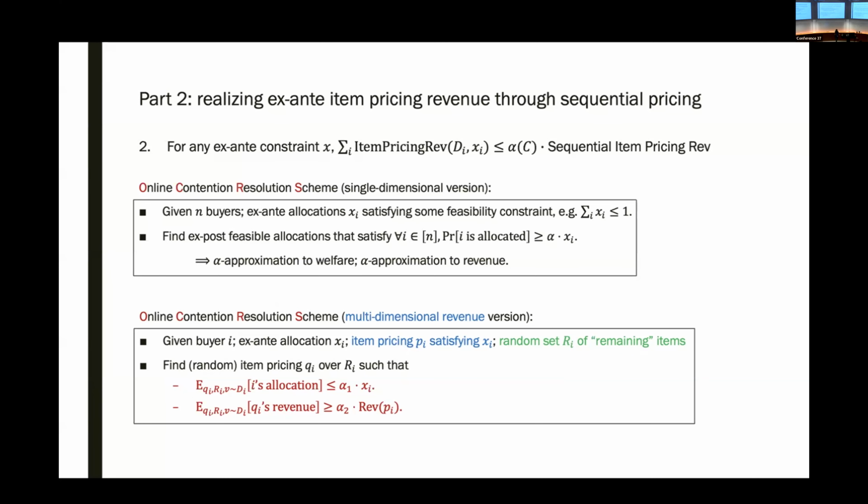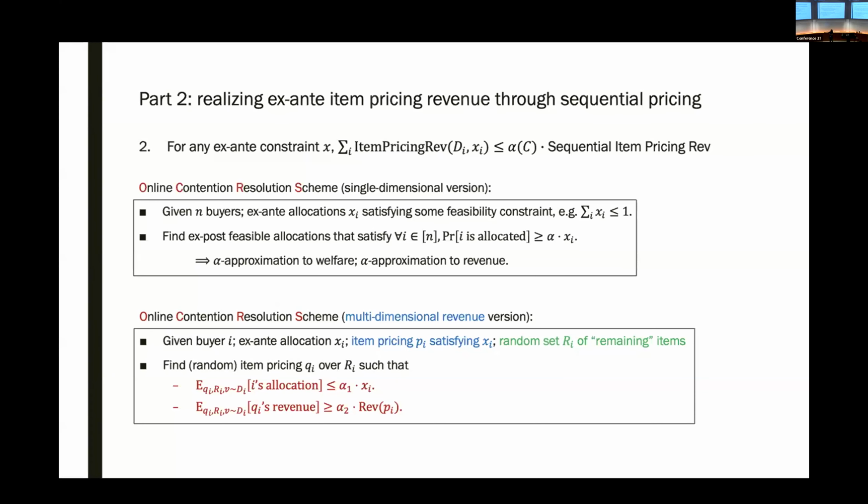When buyer i arrives, we're given these ex ante allocation probabilities x_i, and let's say we're also given the pricing p_i that achieves the optimal ex ante item pricing revenue that satisfies x_i. And furthermore, after having gone through buyers 1 through i minus 1 and having sold some subset of the items, we're left over with some set of remaining items. Let's call those R_i.